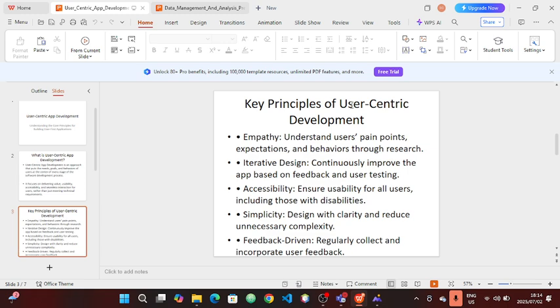And simplicity: we design with clarity and reduce unnecessary complexity. Which means we'll be removing anything that's going to confuse the user. And then feedback driven: we regularly collect and incorporate users' feedback.